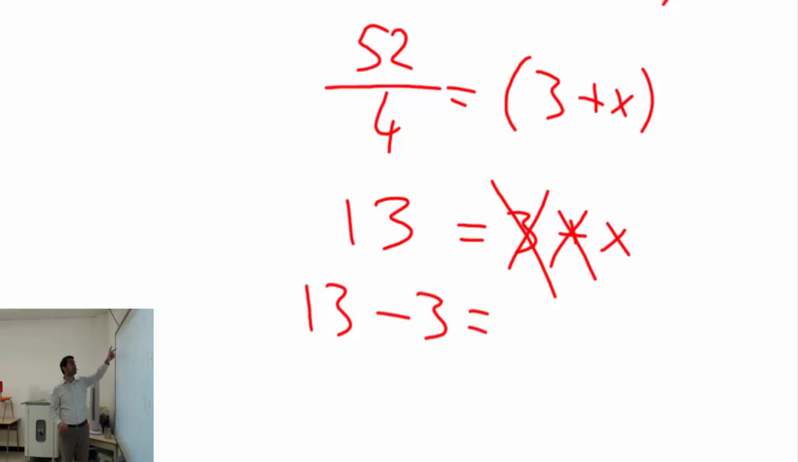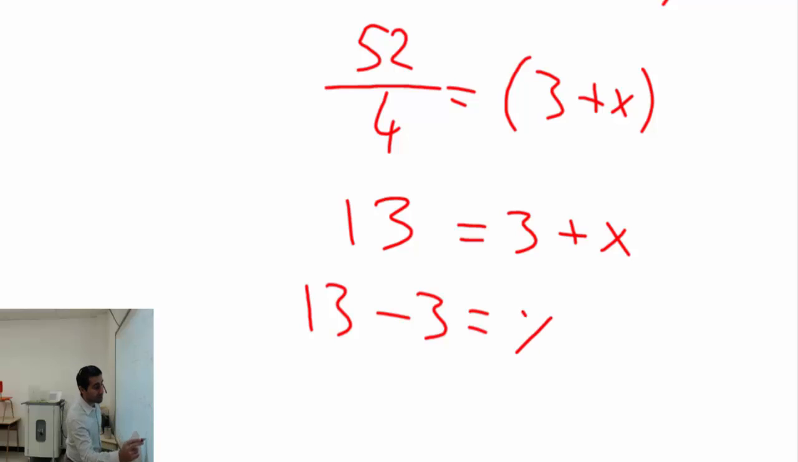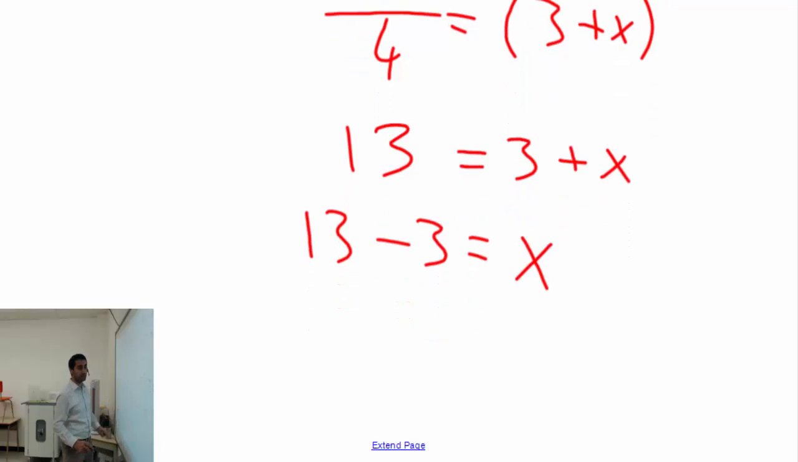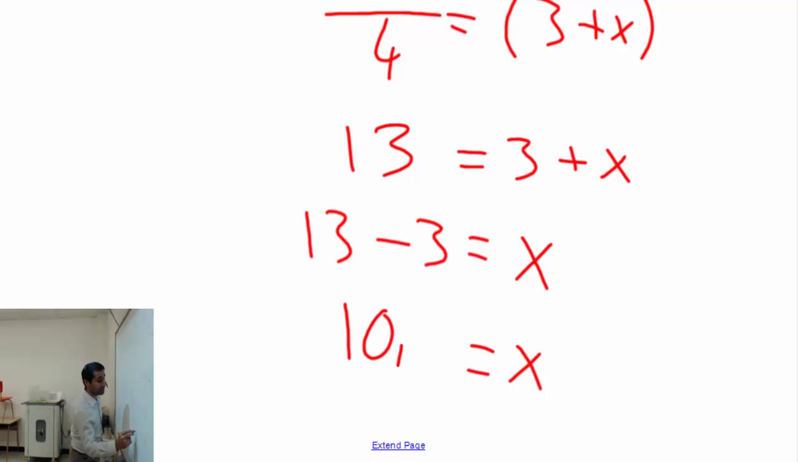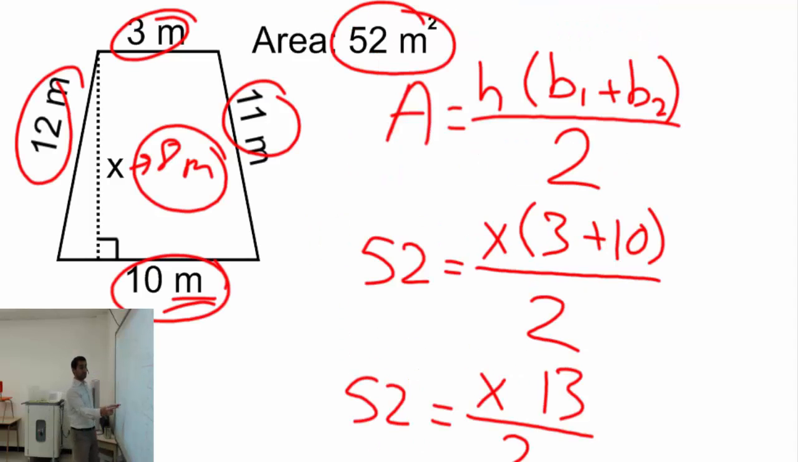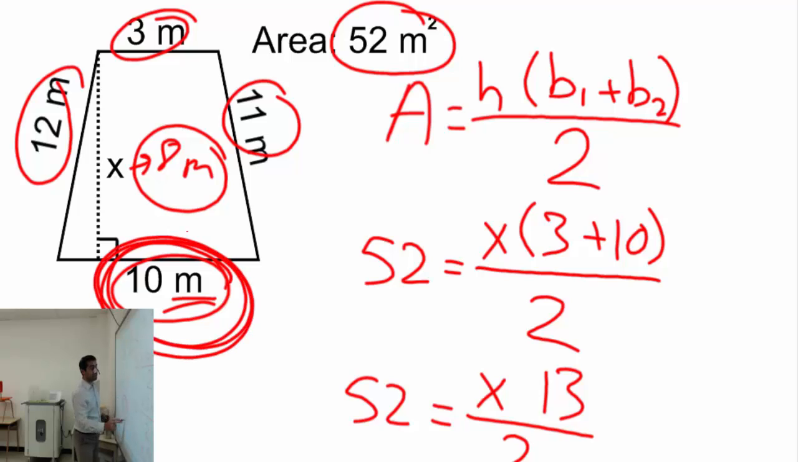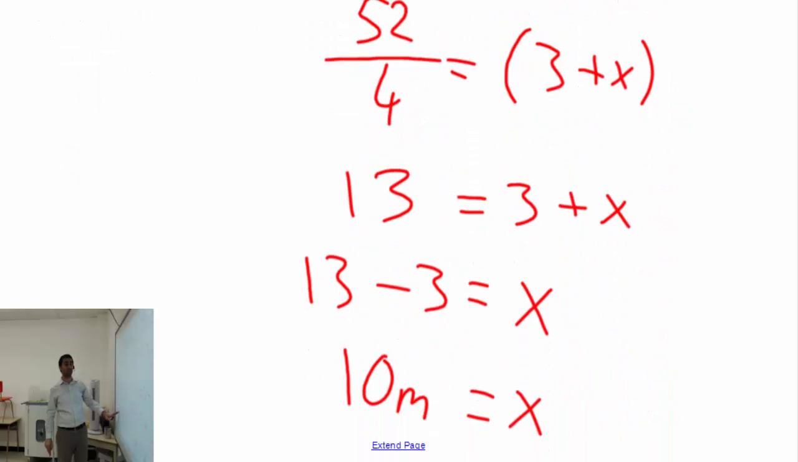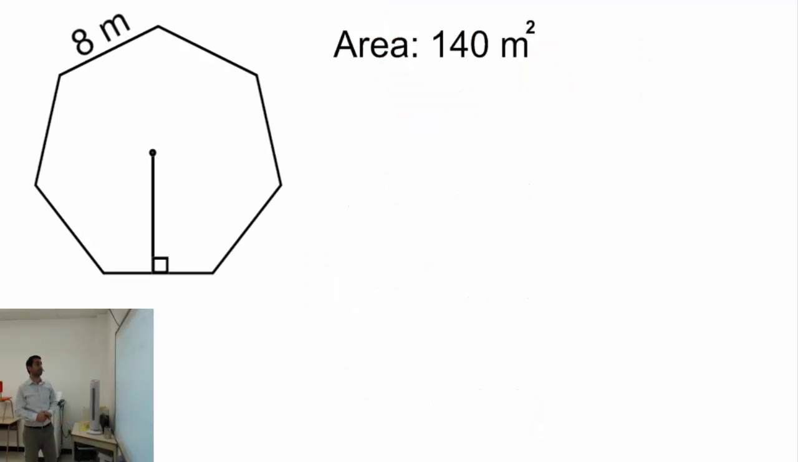So now X is alone. Voila, that's the purpose of all the work I am doing here. Now X is alone. I am just about to be done. 13 minus 3 is 10, and the unit is M. As you know, with the previous question, B2 was 10, so I didn't make any mistake with my calculation here. 10 meter is correct. So let's go ahead and do another example with the polygon.